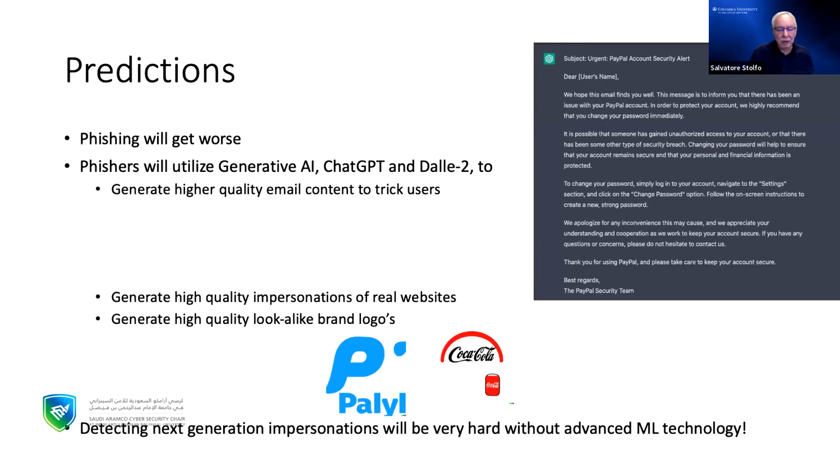So you can expect the next generation of fake websites and impersonation websites. These advanced AI technologies are going to be awfully useful to the attacker community to generate their fake sites and fake information, fake emails.